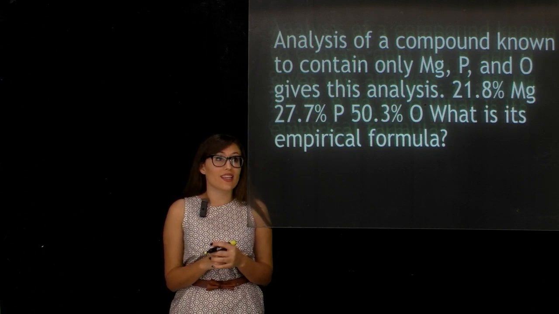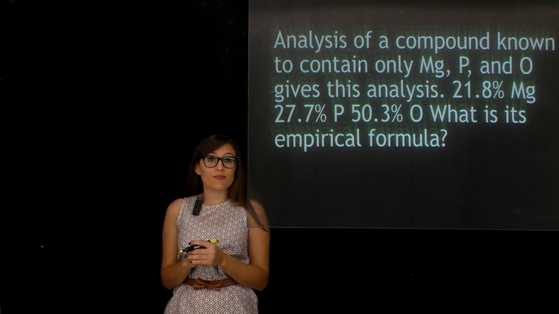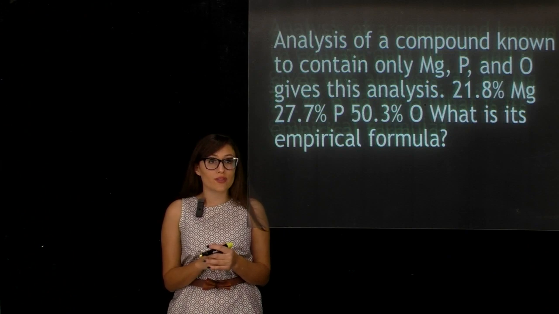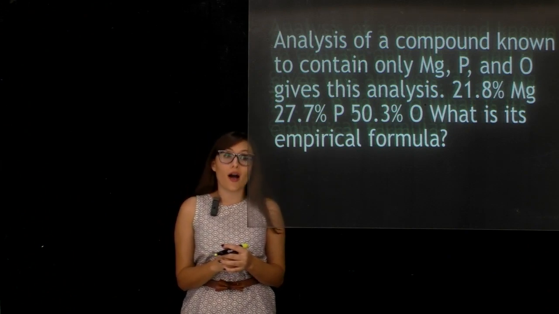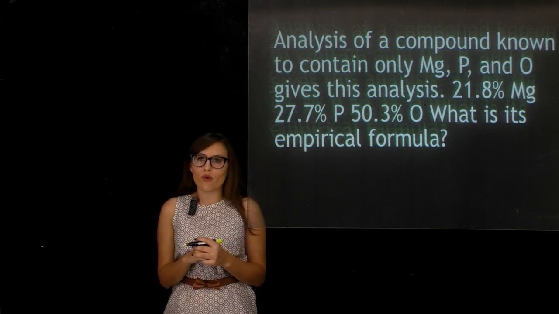The following question states, analysis of a compound known to contain only magnesium, phosphorus, and oxygen gives this analysis: 21.8% magnesium, 27.7% phosphorus, and 50.3% oxygen. What is its empirical formula?